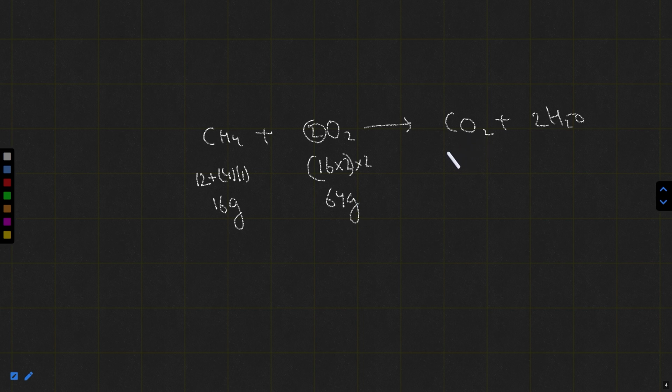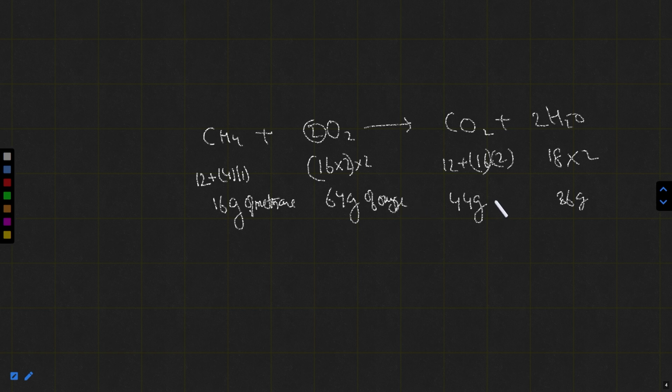Talk about carbon dioxide. We have the mass of carbon as 12 and oxygen as 16. Since 2 oxygens are present, 16 into 2 gives us 32, plus 12, that is 44. Now the molecular mass of water is 18, 18 into 2, 36 gram. So 16 gram of methane, 64 gram of oxygen, 44 gram of CO2, and 36 gram of H2O.